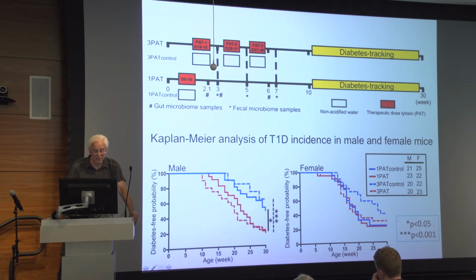In female mice, we see the effect is variable, as we saw before. With 3 PAT, we see some effect. With 1 PAT, we do not see an effect. So we're continuing this work, and in fact, Shusong presented this yesterday at the Endocrine Society meetings.